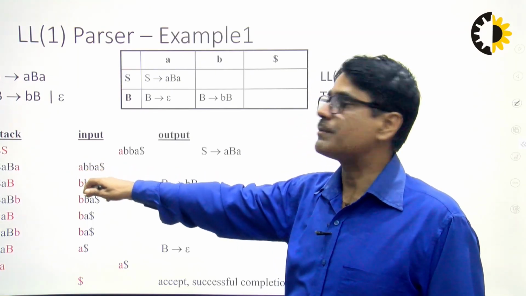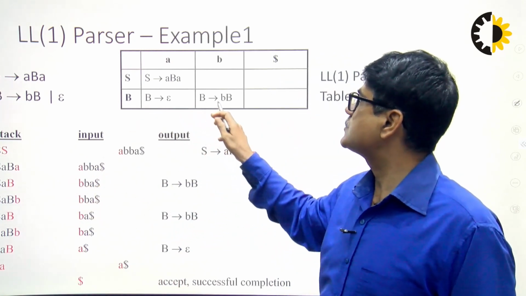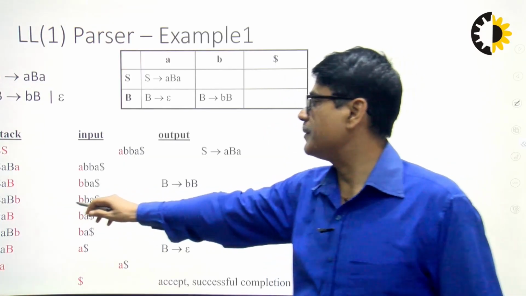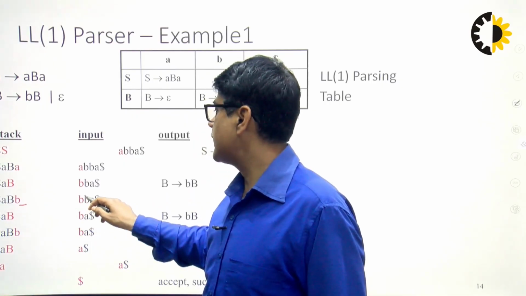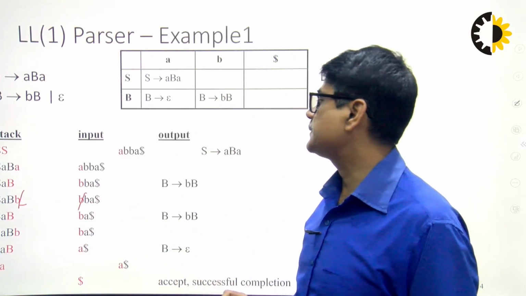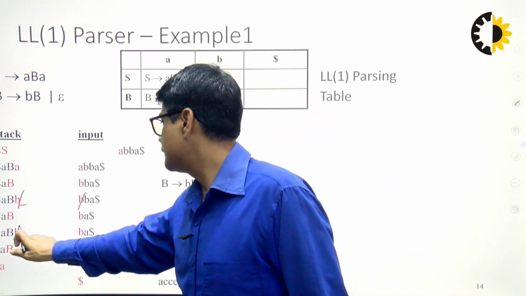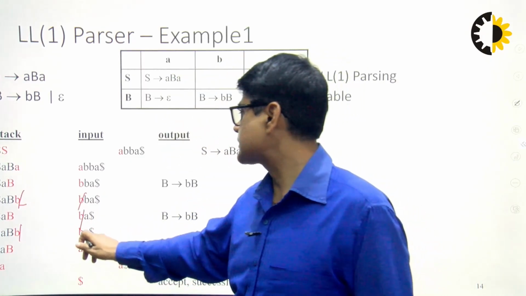So the second rule is applied: a is exhausted, a is removed. Then B and B, you will see that B produces bB. You have to replace capital B by small b and capital B, where B is on top of the stack. Then again b is there, so it is cut. Then again B produces bB, and you will just cut this. This is cut here.